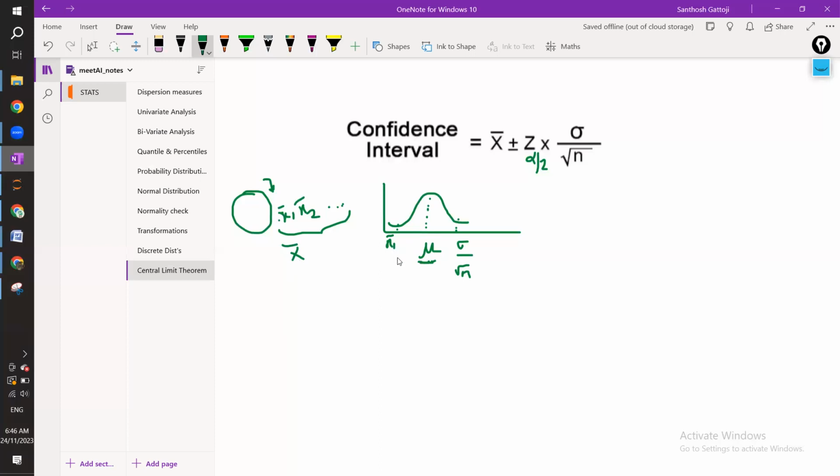That means you are having x1 bar, x2 bar, till x10 bar. For example, you took 10 samples. Somewhere between these x1 bar, x2 bar values, you can capture the true population mean. That means it could be between x3 bar and x5 bar, somewhere. You need some x bar so that it will capture the mu.